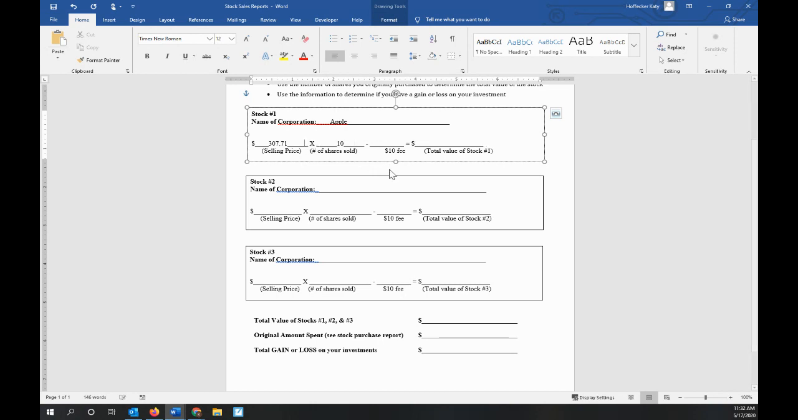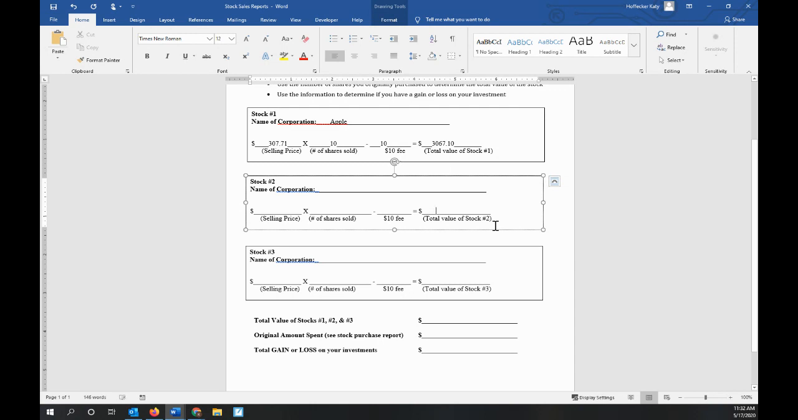Now, when I am calculating the money that I'm going to get back, I'm going to do $307.71 times my 10 shares. And then there is a $10 broker fee, so I need to subtract my $10 broker fee. And I end up with $3,067.10. So that's the amount of money I'm going to get back from selling Apple right now.